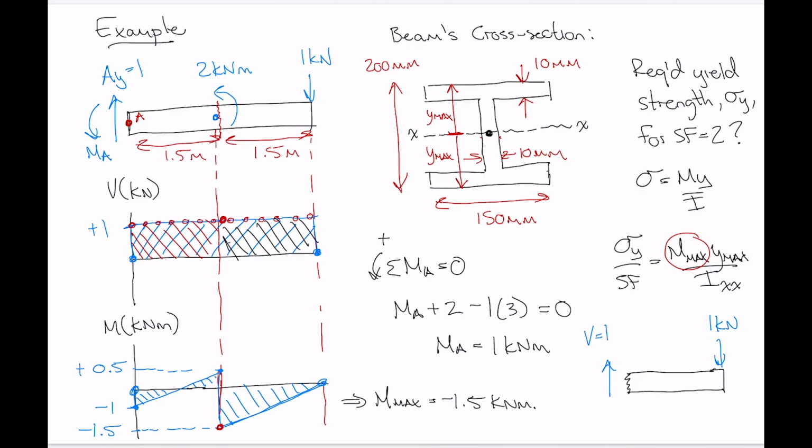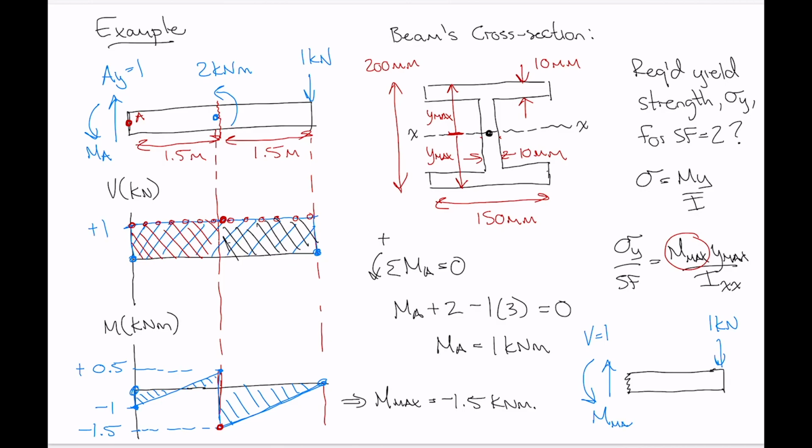Our maximum moment is minus 1.5. Remember that a positive internal moment is bending the beam into a smiley face, so putting the top of the beam in compression. This is a negative internal moment, so it has to be putting the top of the beam in tension and the bottom of the beam in compression. So that's an internal moment that would be acting in this direction here.